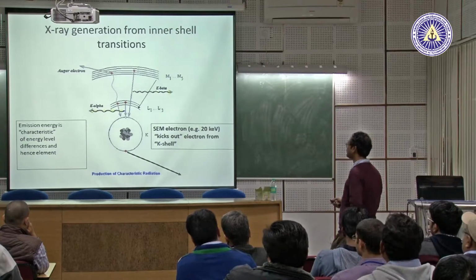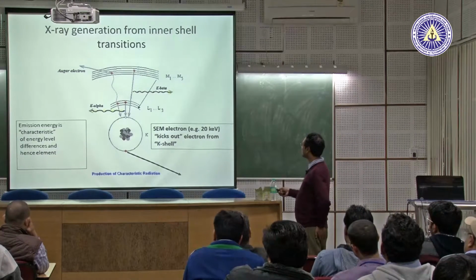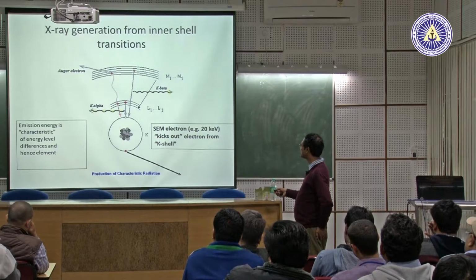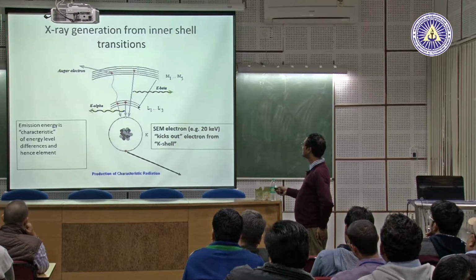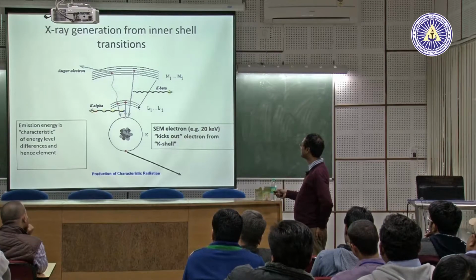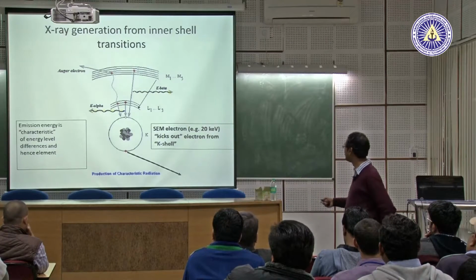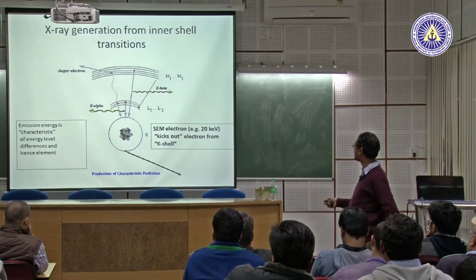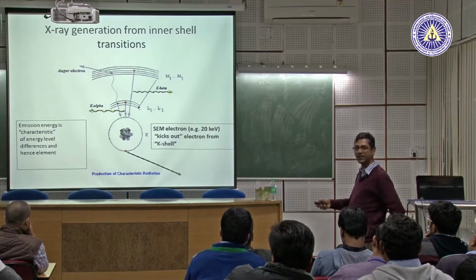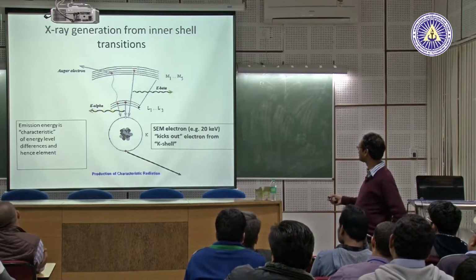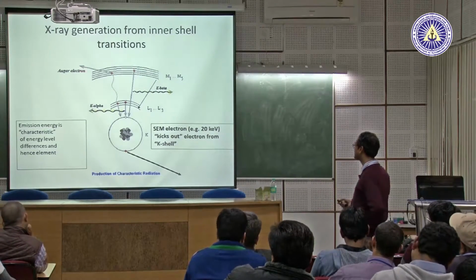But on the other hand, for Auger, what happens? It jumps from this to this, okay? And whatever is emitted removes another electron from the outer shell. It doesn't generate X-rays. Whatever is emitted will remove another electron from the outer shell. That is called the Auger electron. So it's a very low energy.